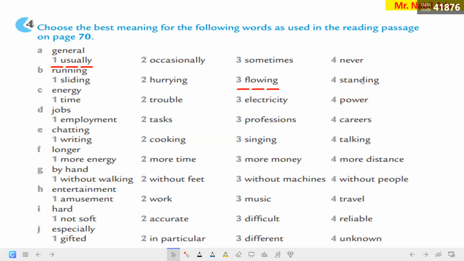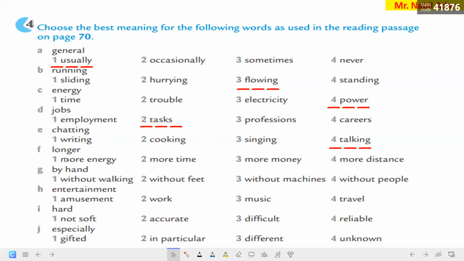And what does energy mean? Does energy mean time, travel, electricity, power? Energy means power. What does jobs mean? Employment, tasks, professions, careers. Jobs means tasks. You have different jobs at home. What does chatting mean? Writing, cooking, singing, talking? Chatting means talking.